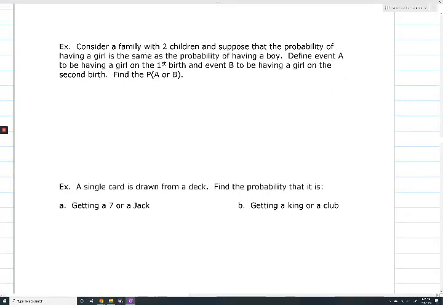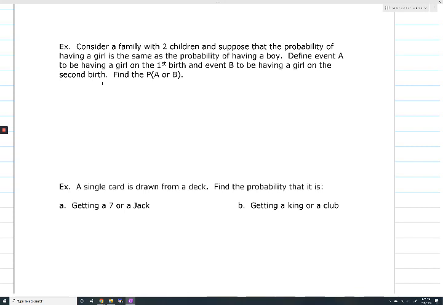All right, next problem. Consider a family with 2 children and suppose the probability of having a boy and a girl are the same. That's not actually true. The probability of having a girl is actually slightly higher than the probability of having a boy. But for this class, we're going to assume that it's always 50-50, when in fact it's not. It's closer to like a 52-53 to 47-48 type of thing. So let's go through and look to see how we can do this.